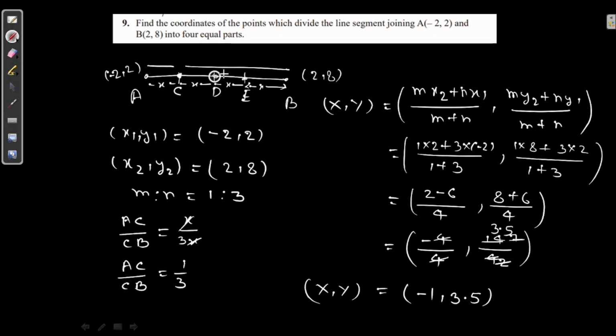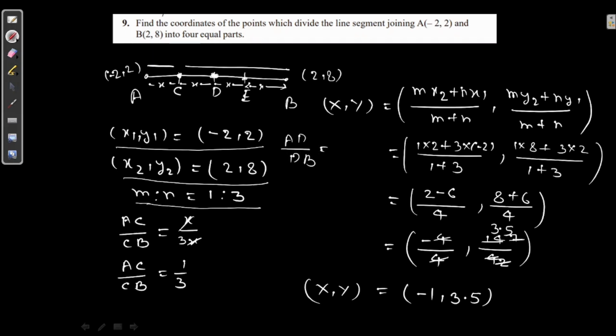Now you will find the coordinate for point D. The values of x1 y1 and x2 y2 will remain the same. The only thing that changes is the ratio of division. Meaning for point D, just look at the board. I need the ratio of AD and DB.